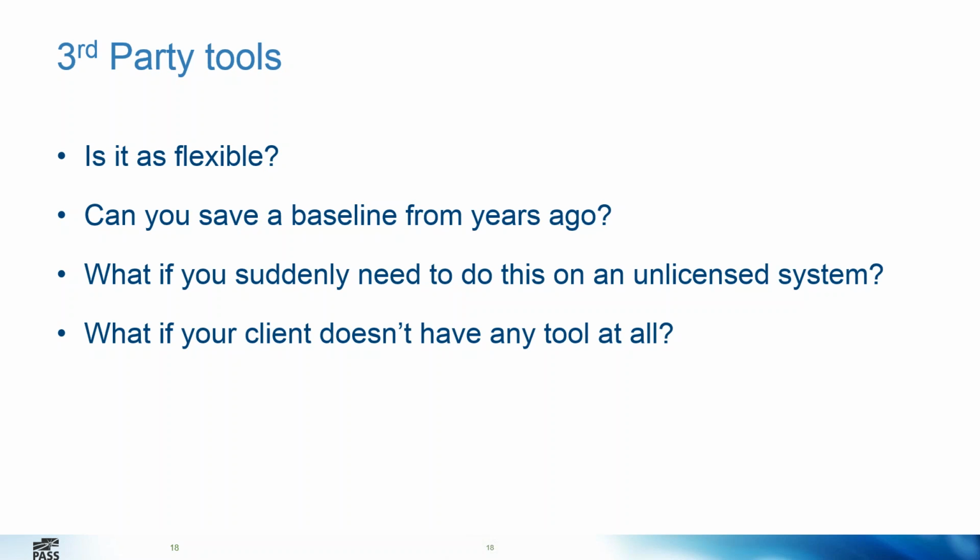So maybe if you want to keep a baseline from, let's say, years ago when the server initially went online, well, you can just easily run a Perfmon trace, analyze it with PAL, and just save the PAL report. If suddenly somebody needs you to do this type of analysis on a system that's not covered by the third-party tool license, well, then PAL will get you out of that trouble. And if you're a consultant or an independent professional, maybe your client doesn't have any third-party tool and you've been thinking of how to do this for a while, well, this is a good avenue to consider.